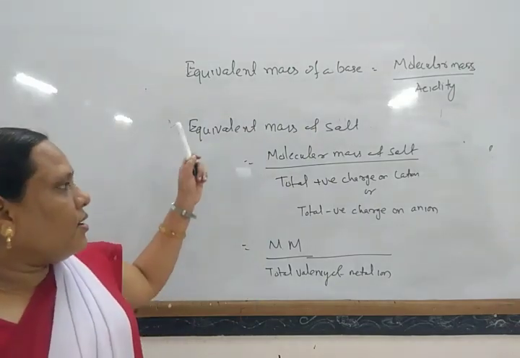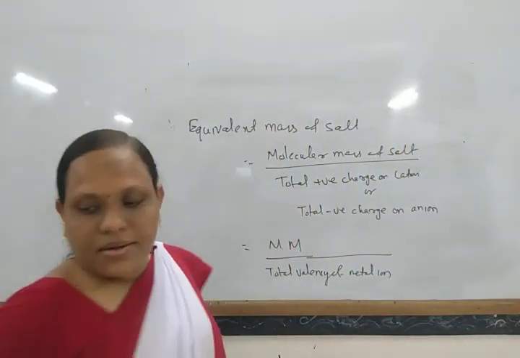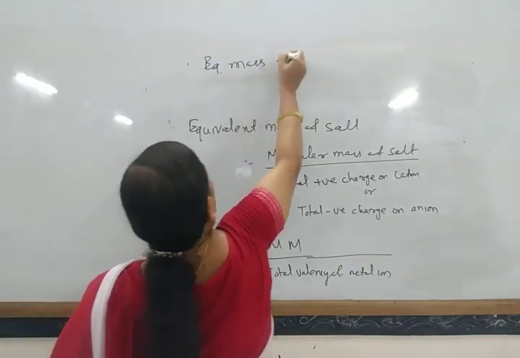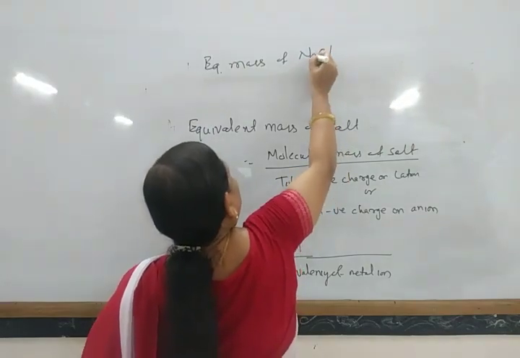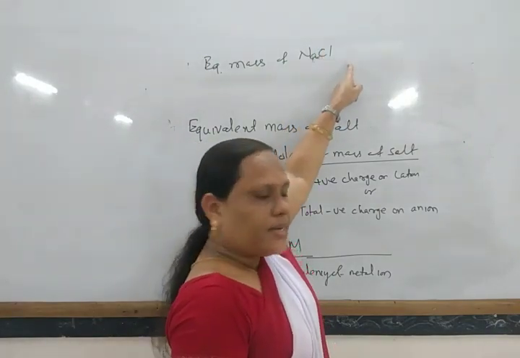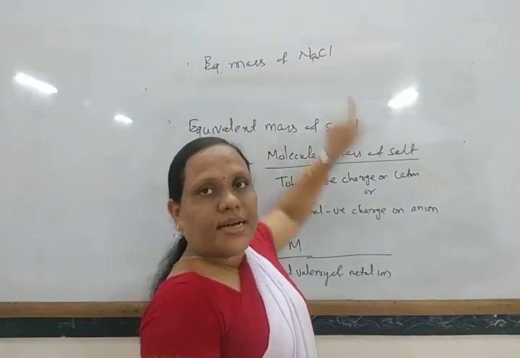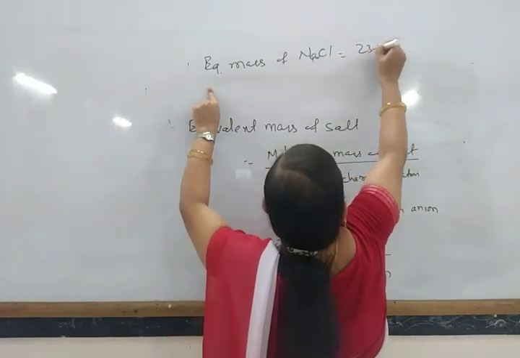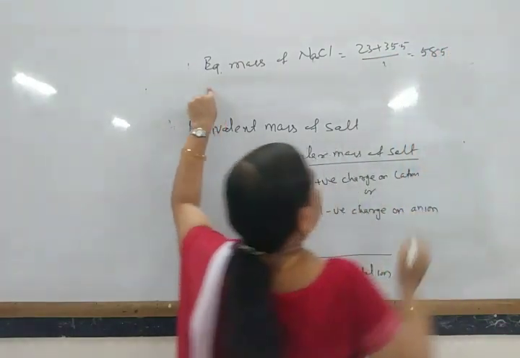Let us look at some examples. Equivalent mass of sodium chloride. In sodium chloride, one cation and one anion are present, Na plus and Cl minus. In this way, total positive charge 1 or total negative charge also 1. So equivalent mass of NaCl, its molecular mass 23 plus 35.5 by 1, that is 58.5.